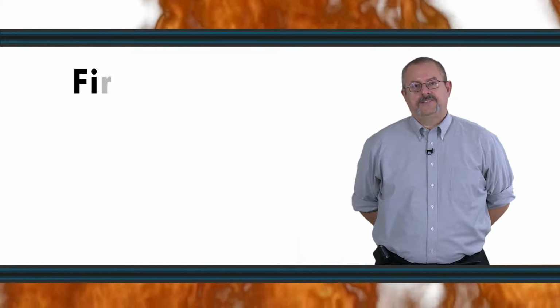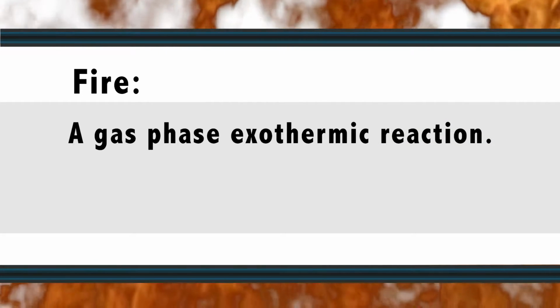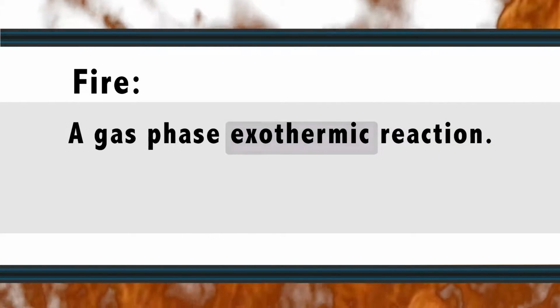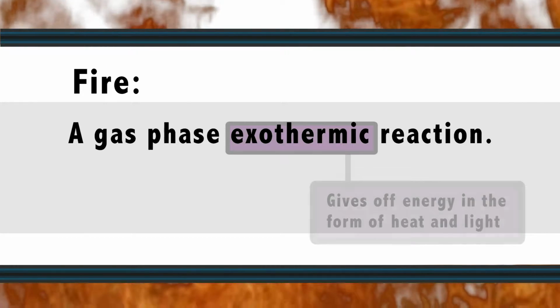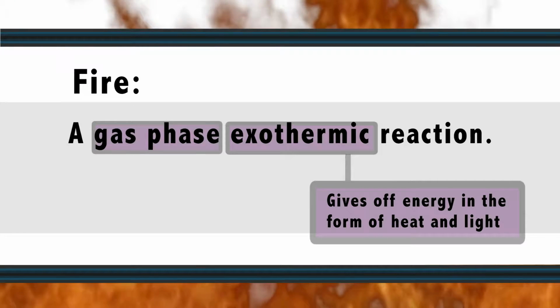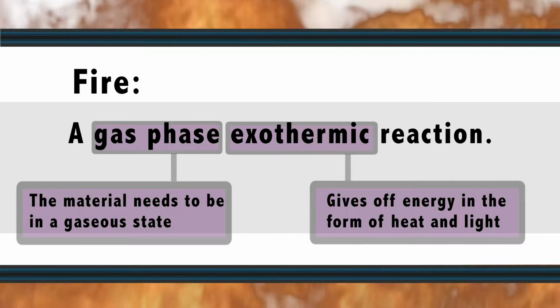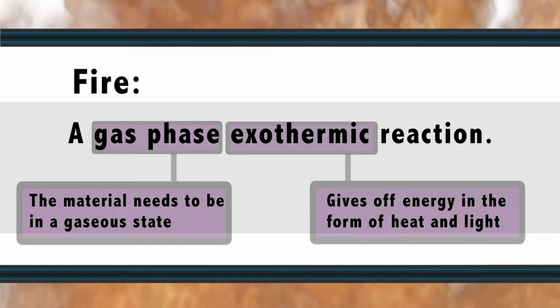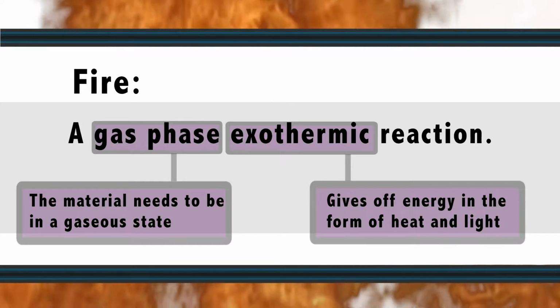First, let's define fire. Fire is a gas phase exothermic chemical reaction. The two main points here are that it's exothermic, which means it gives off energy in the form of heat and light, and that it is a gas phase reaction. Solids and liquids don't burn. The material needs to be in a gaseous state in order to mix with oxygen, which is also in a gaseous state. It needs to be in the presence of heat in order to get the chemical reaction going.